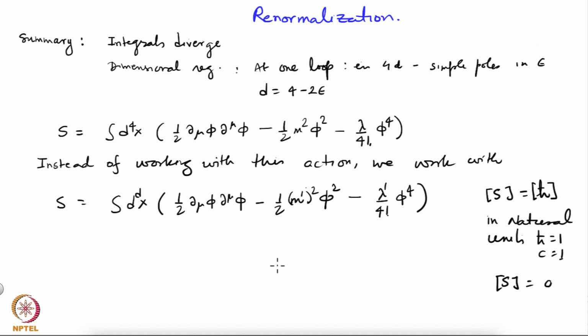Okay, so now let's determine the mass dimensions of m prime, lambda prime and phi. Now I cannot start that exercise from this term or this term, because here there are two objects whose mass dimensions are not determined.